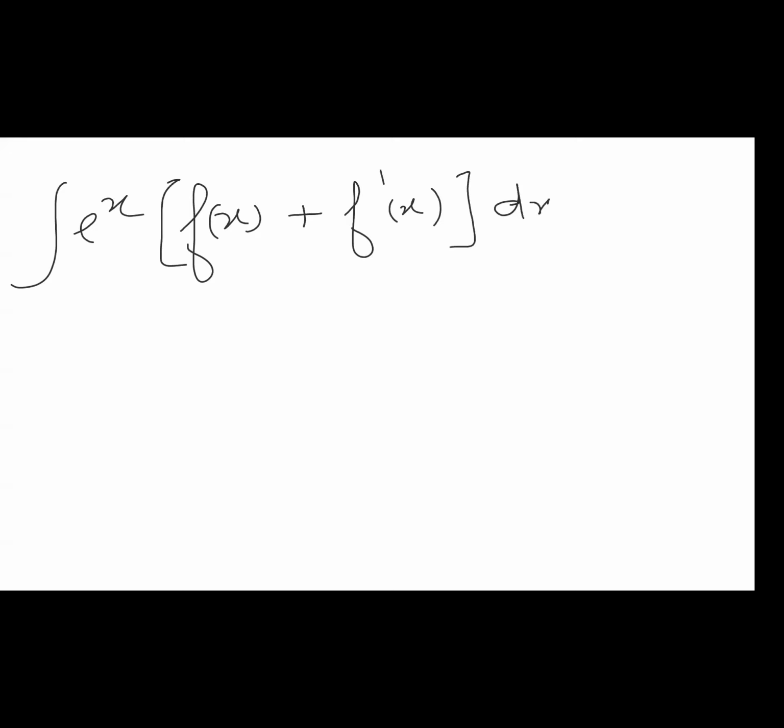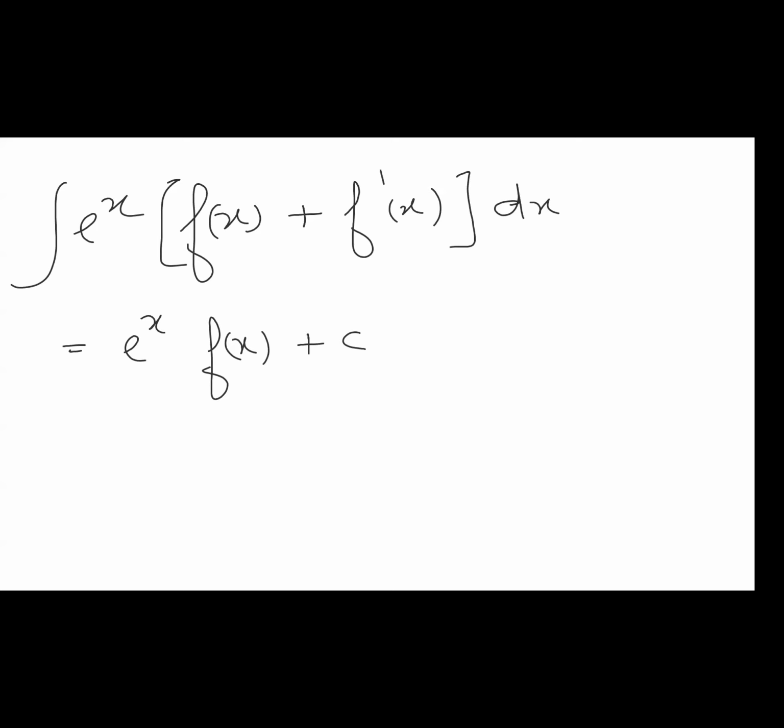Hi everyone. We are going to start with property-based problems. The property that I am going to use over here is integration of e raised to x [f of x plus f dash x] dx. The answer for this is e raised to x f of x plus c.